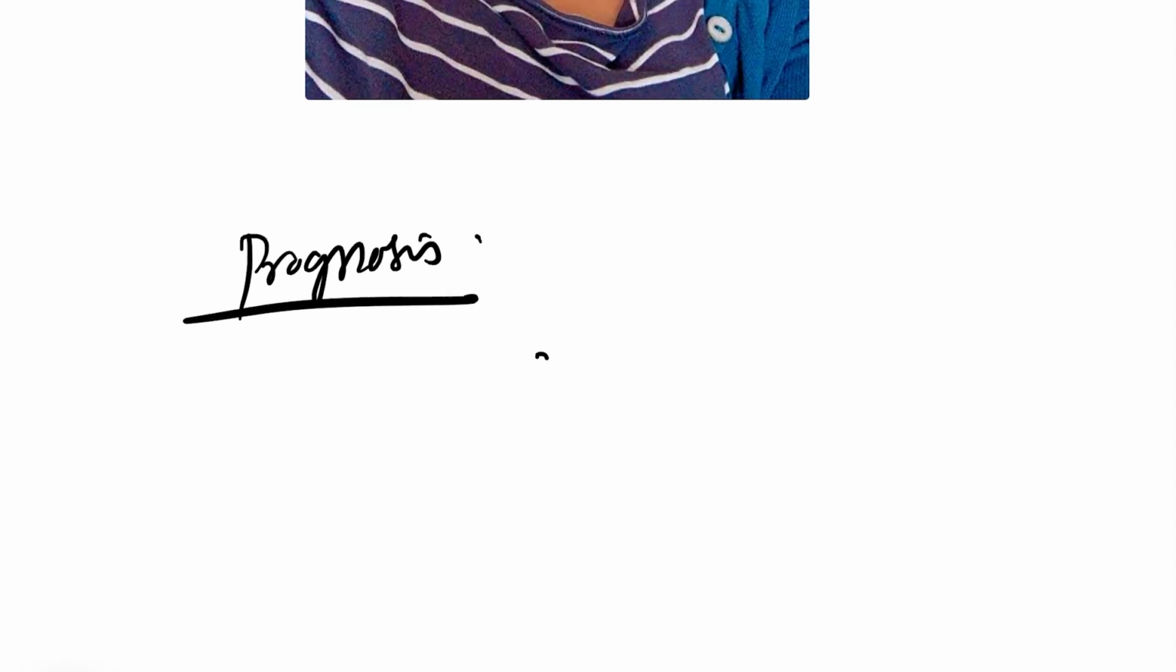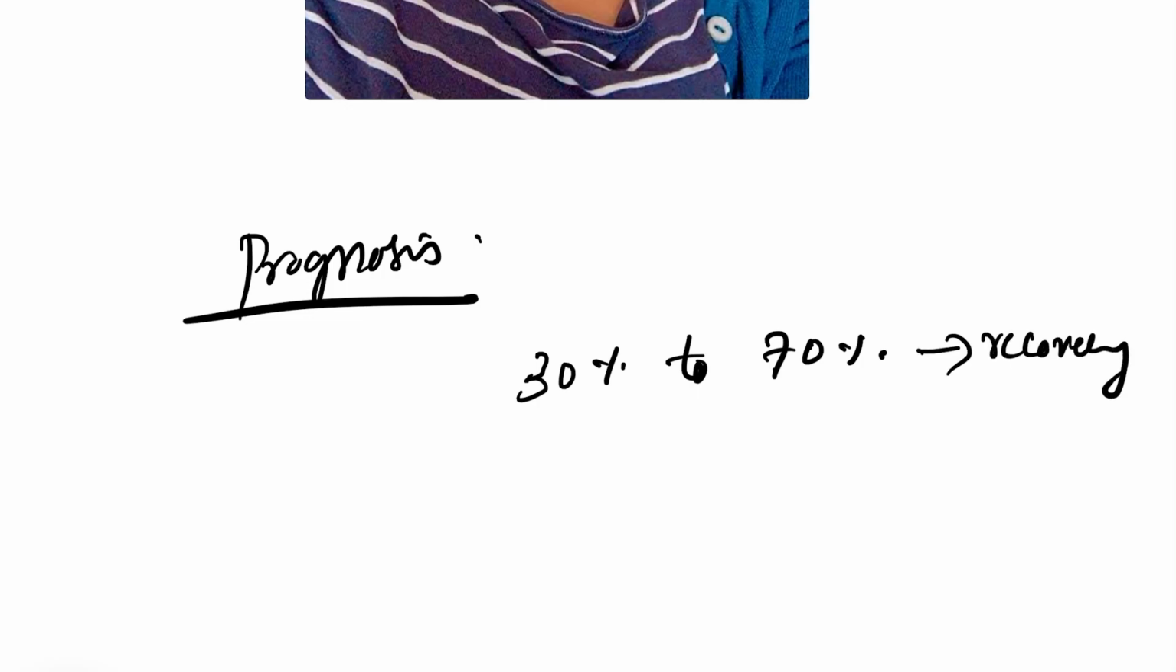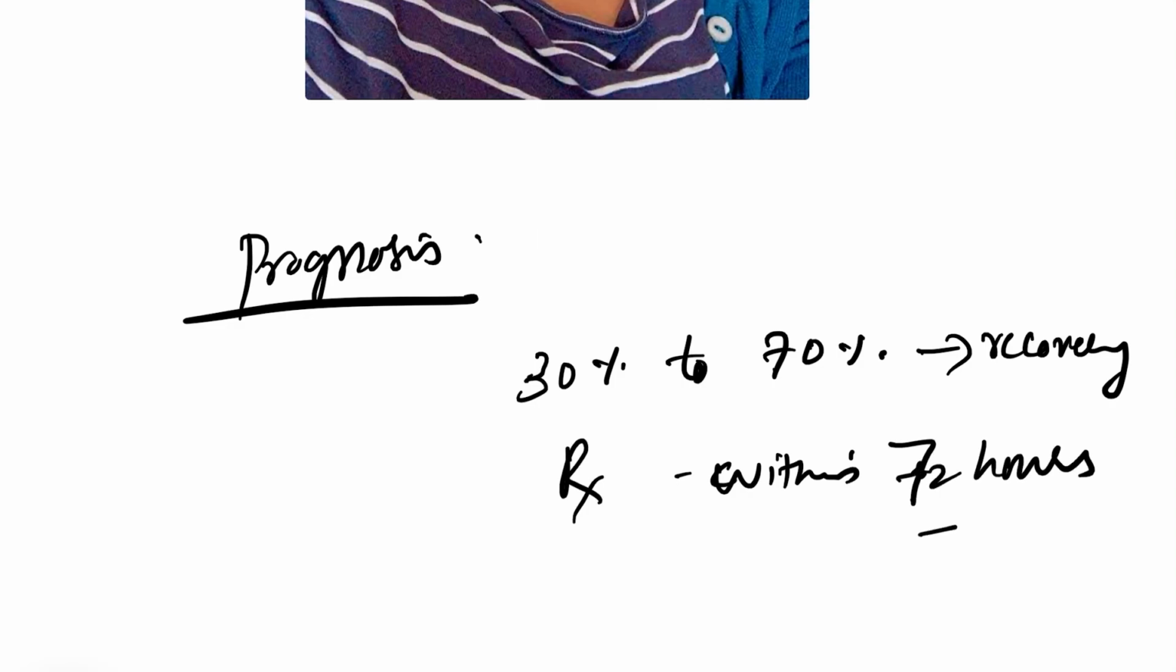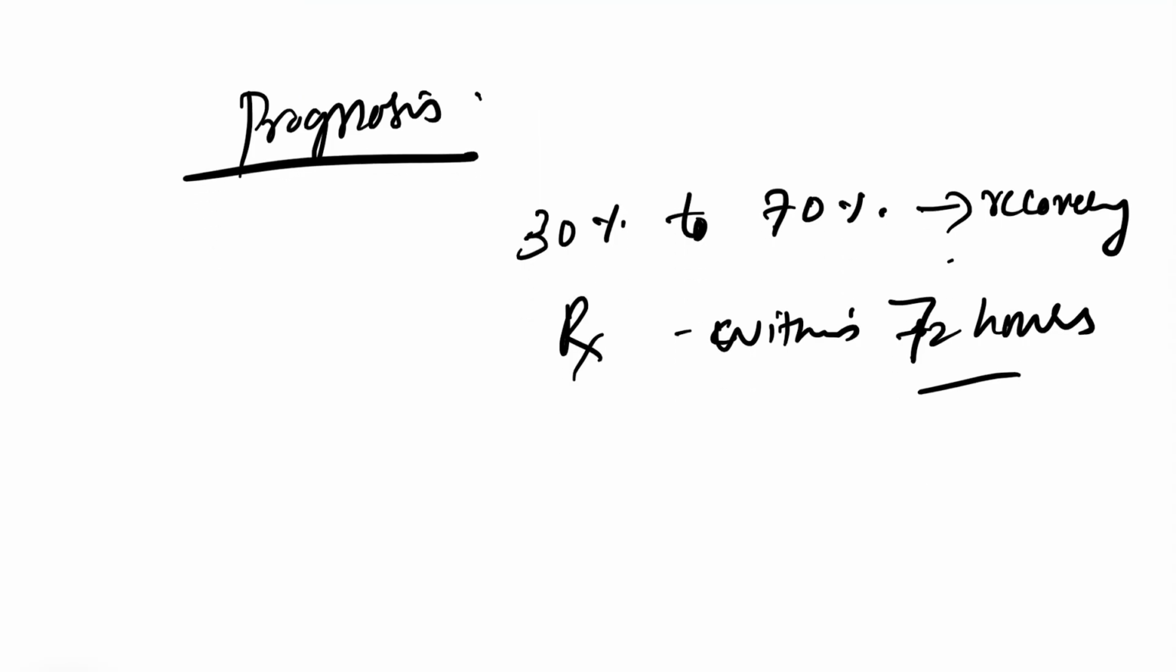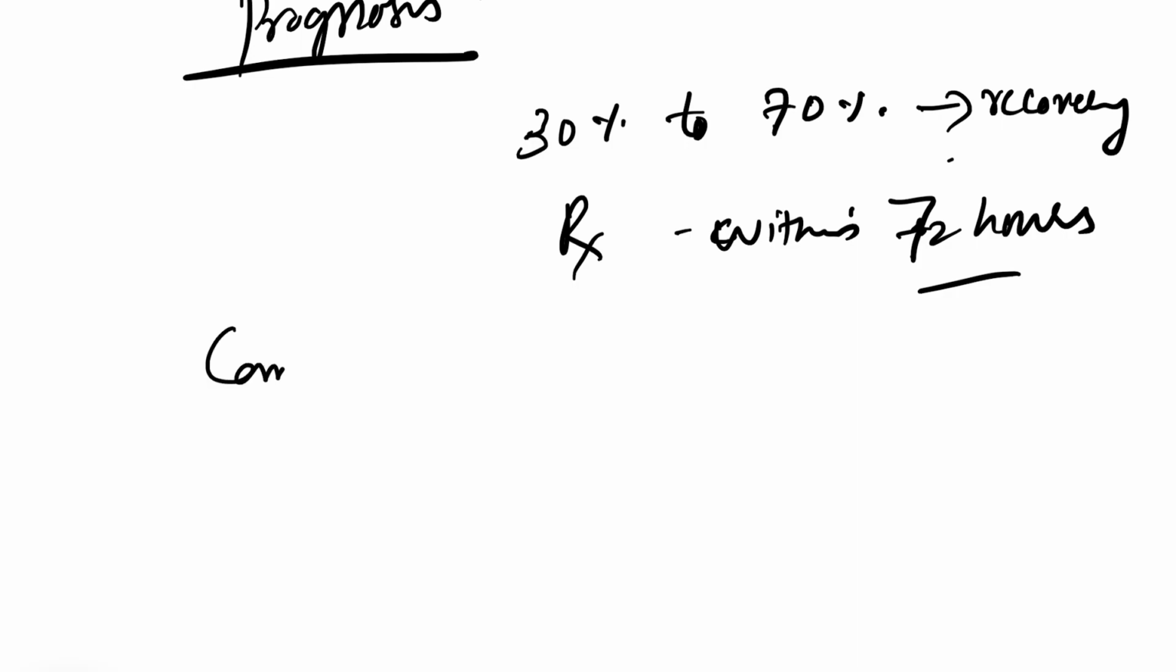Then what about prognosis? Around 30 to 70% of the Ramsay Hunt patients suffering from this will recover. There is a recovery if it is diagnosed early and treated within 72 hours. If the treatment has started within 72 hours, then a recovery is possible, or else it can lead to delayed or late complications.